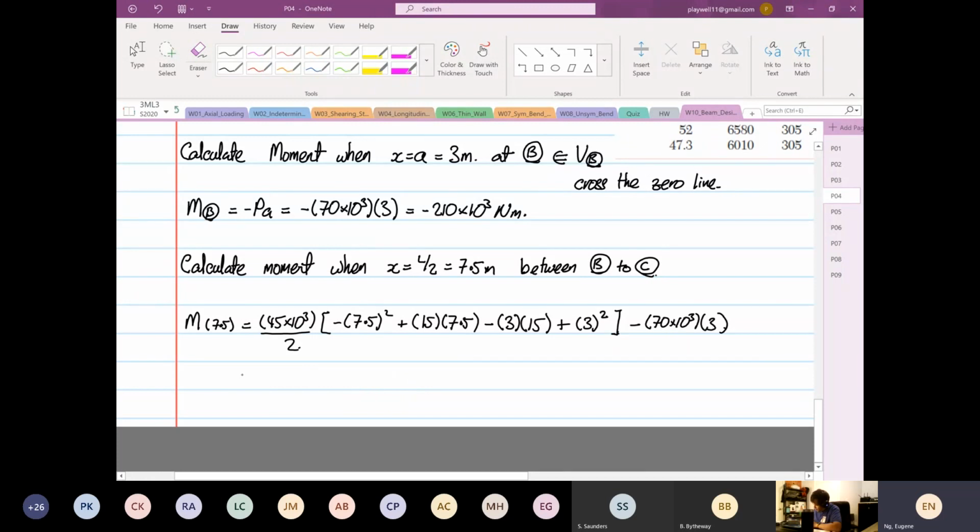So this will be equal to, so 7.5 squared, so minus 56.25 plus 15 times 7.5 minus 3 times 15 plus 9 times 45 power 3 divided by 2. So it's 455.625 times 10 to the power 3 minus 210 times 10 to the power 3. So this is equal to 455.625 power 3 minus 210 power 3, which is equal to 245.625.